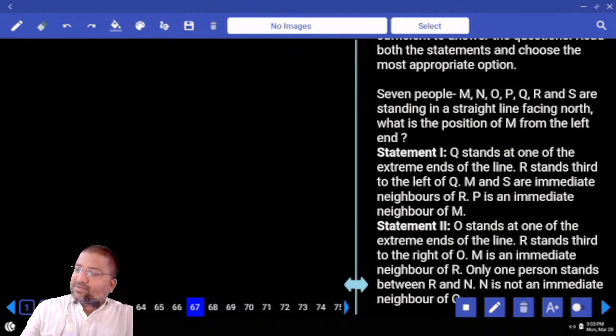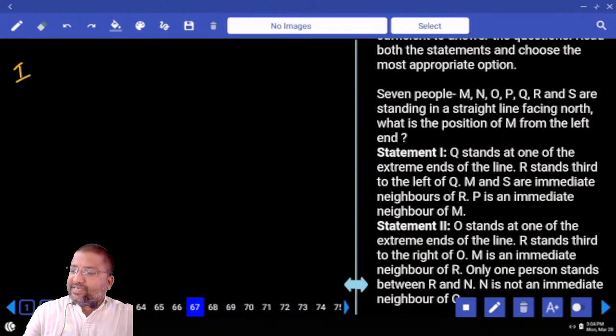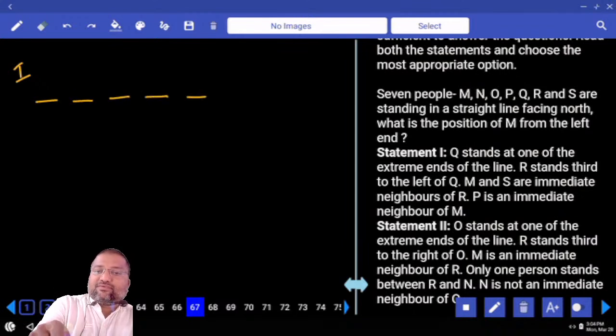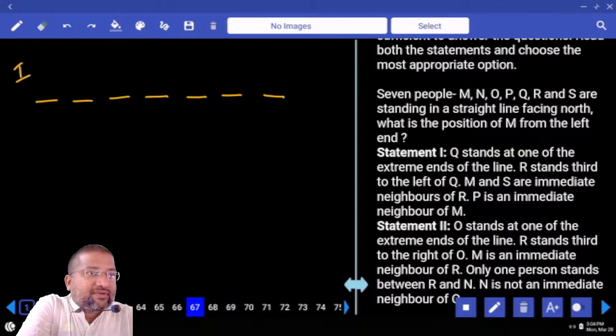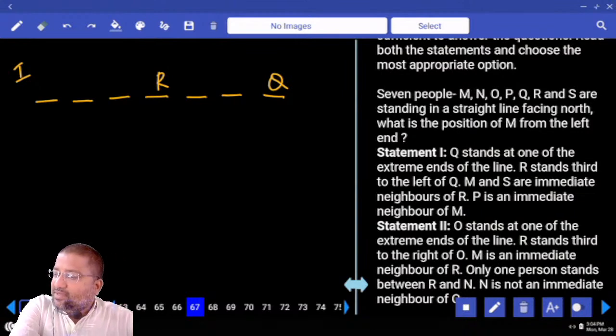What does the first statement say? Q stands at one of the extreme ends of the line. Full stop. R sits third to the left of Q. Q is in one of the extreme ends and R is third to the left of Q. What did you understand? Can I take Q in the left corner? Impossible. Q has to be in the right corner. Third to the left of Q is R. M and S are immediate neighbors of R.